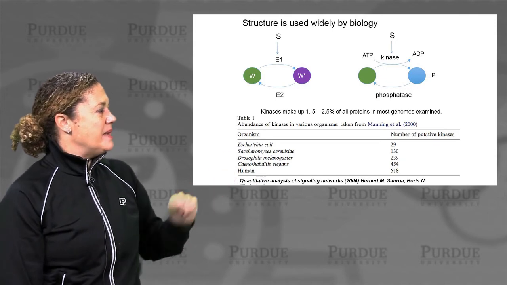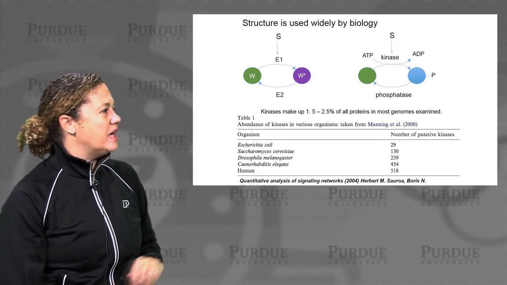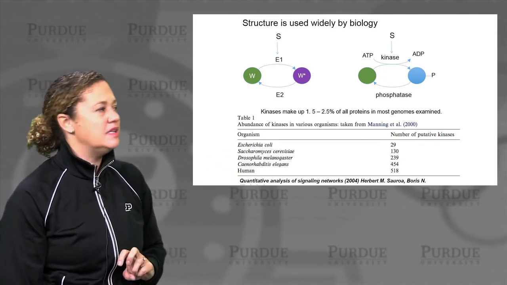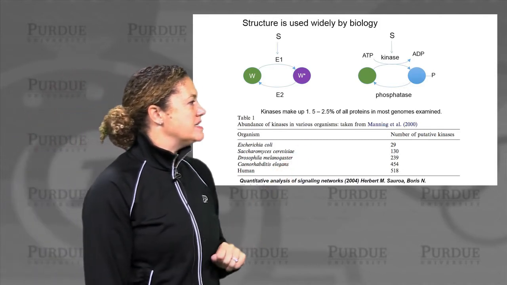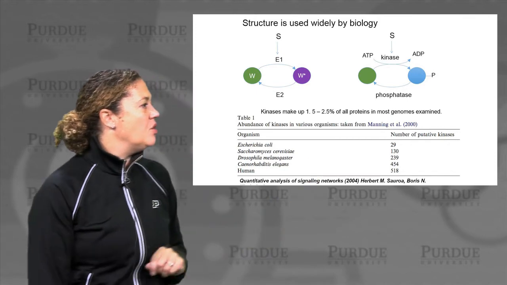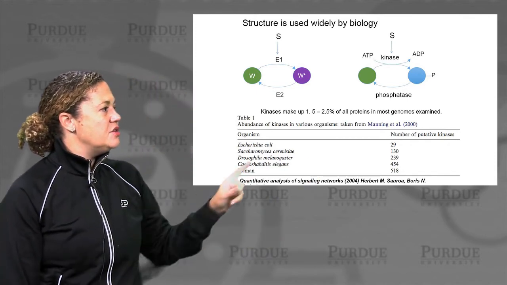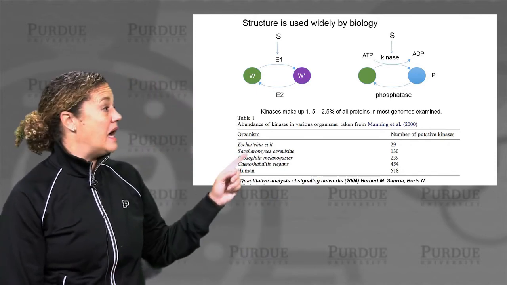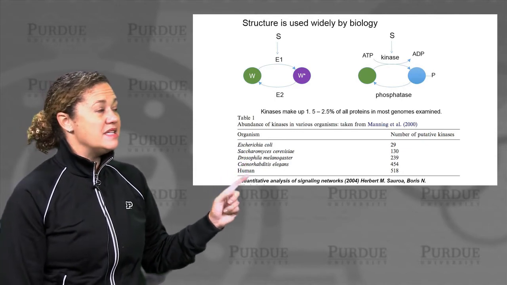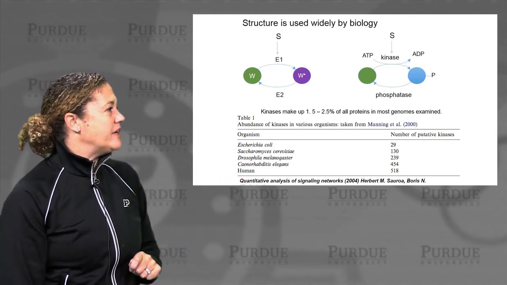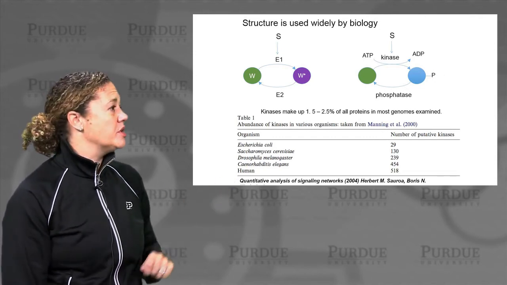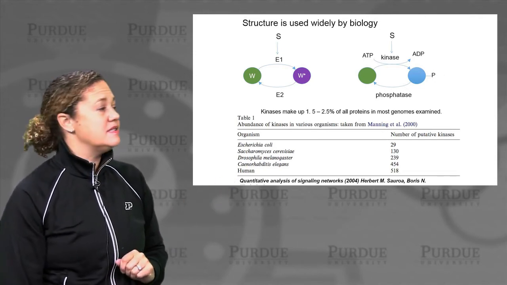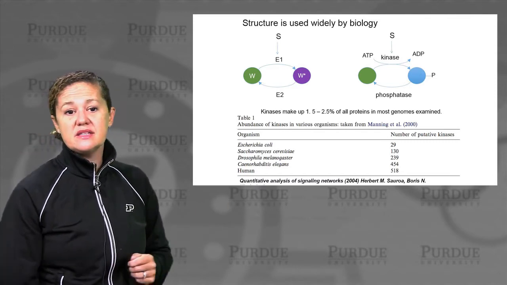Here are some estimates. It's estimated that about 2% of the proteins in most genomes are actually kinases. There are some examples and estimates from E. coli and yeast, and you can see across all of our major model organisms, as well as us, we have quite a few important kinases, and kinases are often important drug targets in signaling systems, including things like cancer.